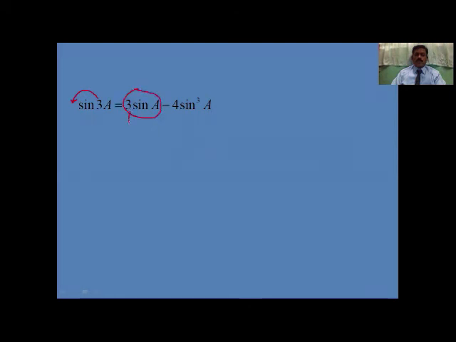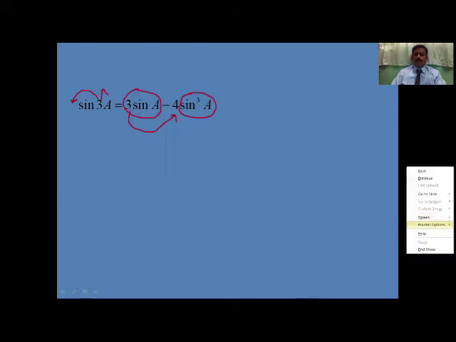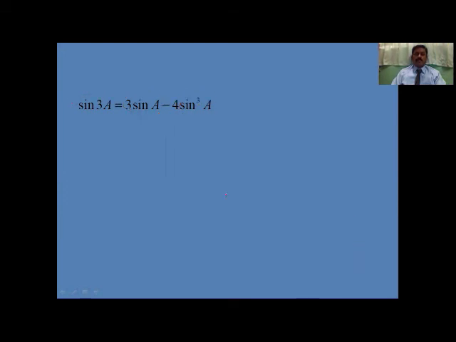3 after 4, so we have to write 3 after 4 here. Then this 3 goes to the power of sine, that is sin cube A. So this is the way you should remember the sine formula. 3 goes in front of the term and we can write the first term as 3 sin A, minus, 3 after 4 we should remember. Then the 3 goes to the power of sine, that is sin cube A. So therefore the formula for sin 3A is 3 sin A minus 4 sin cube A.